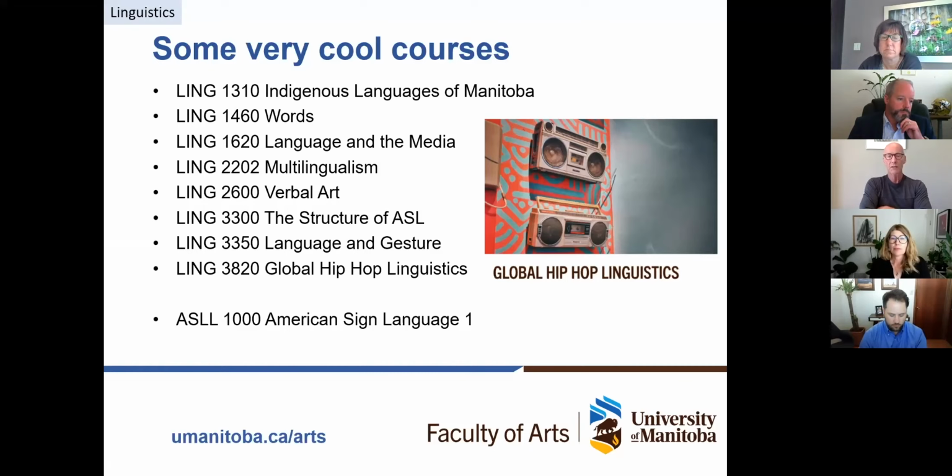One is called the structure of ASL, American Sign Language. So in our department, we not only look at spoken languages, but we also look at signed languages. And so this is the course that introduces students, not to learn ASL, that's something else, but to try to understand linguistically how ASL is structured and then how it's used in the communities that use it.